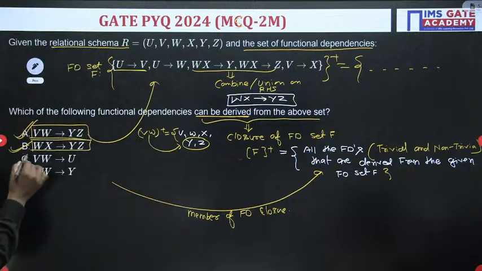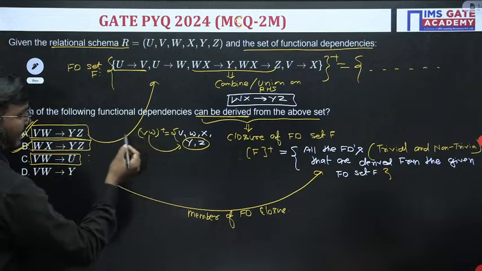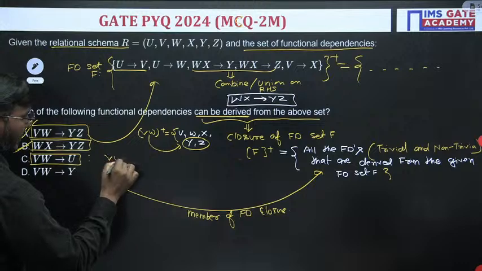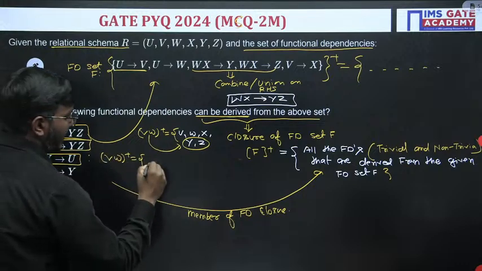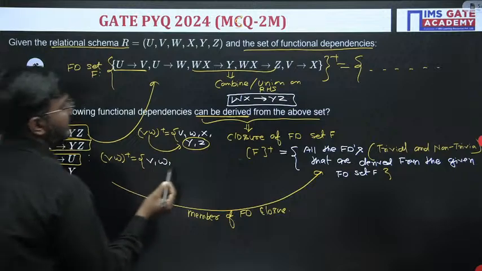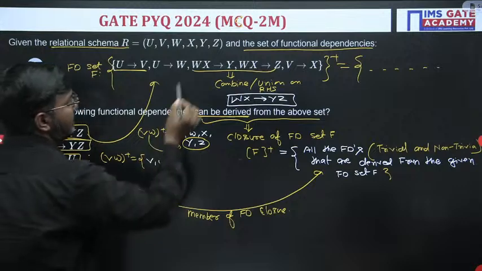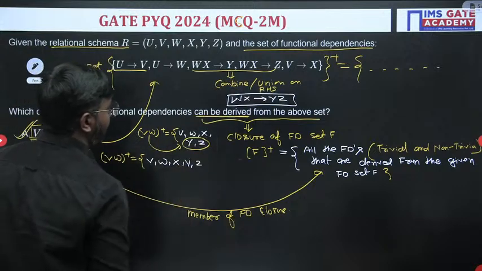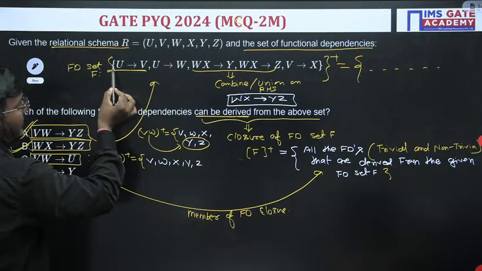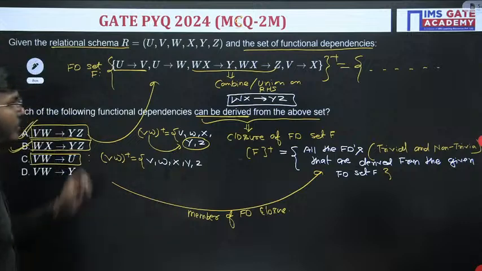Now let's check the third option, C. If I take the VW closure, V and W closure contains V and W. Now V determines X, and W and X determine Y and Z. So this is Y and Z. Anything else? Nowhere are we getting U here.